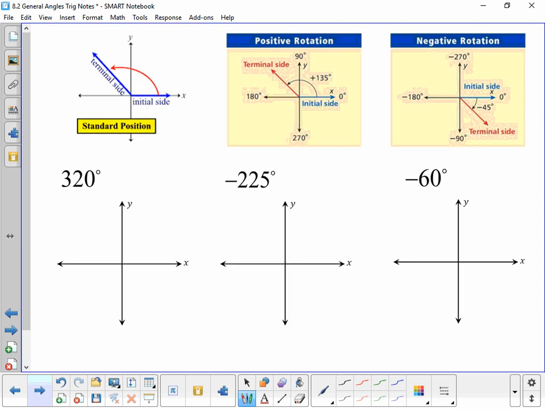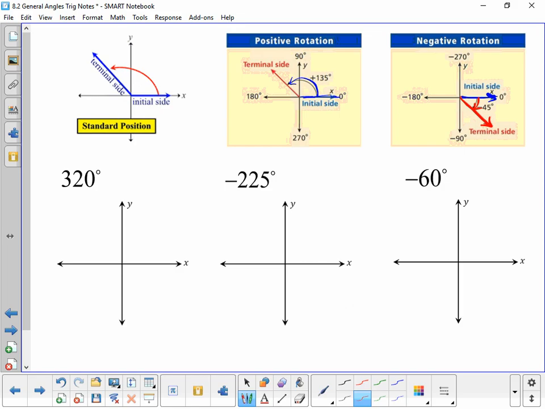So I just wanted to look at a couple of examples of this. Standard position, again, means the initial side is here. This one is showing you the angle 135 degrees. If we rotate 135 degrees, it will take us to that terminal side that's shown in red. And over here we have an example of some negative rotation. Here's our initial side. If we rotate negative 45 degrees, it takes us to this terminal side here.